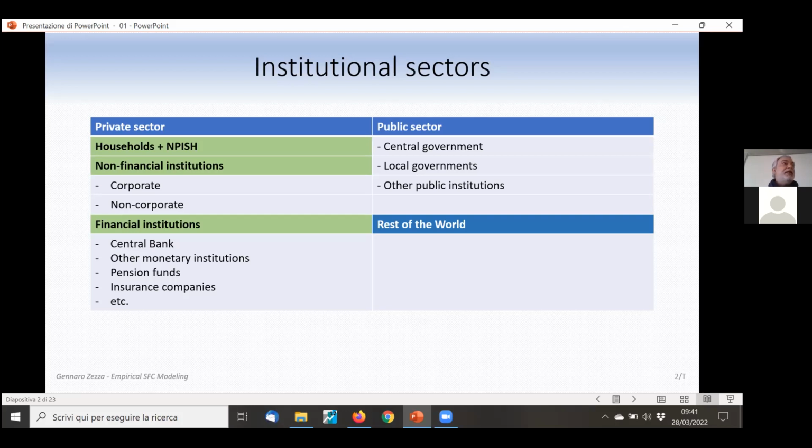And this is the distinction which is commonly adopted based on the function of the different sectors of the economy. So we distinguish the households and non-profit institutions serving households from the business. The business is split into financial and non-financial. We can have different types of financial institutions, etc. And you usually also have different layers of the general government.